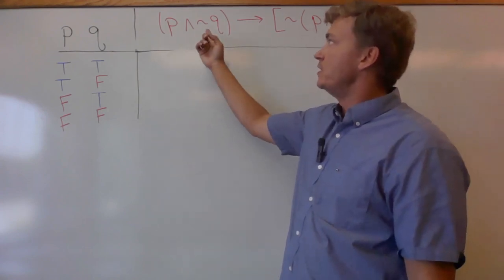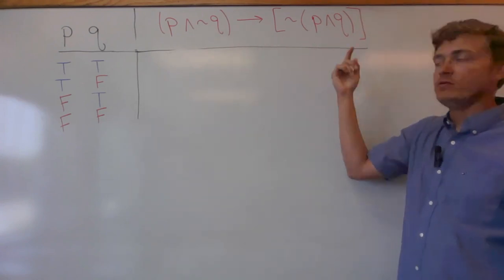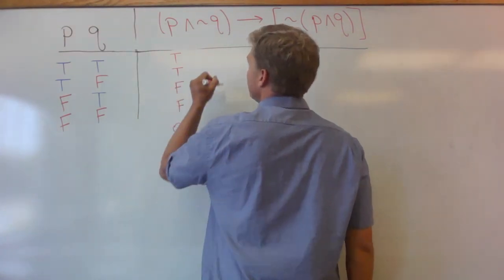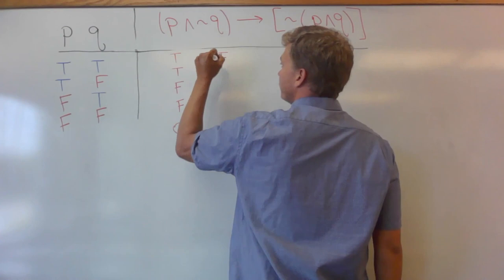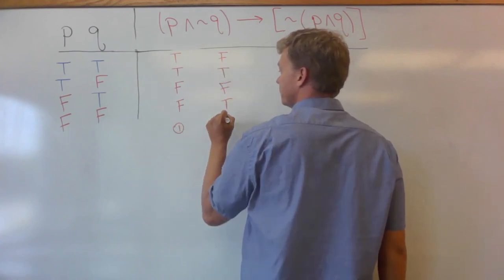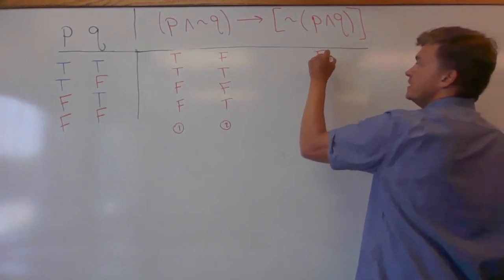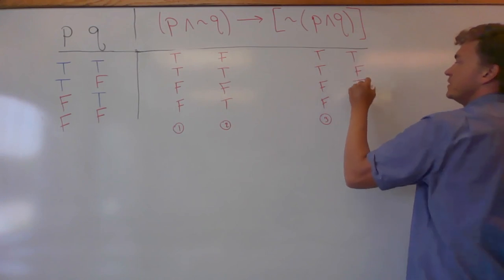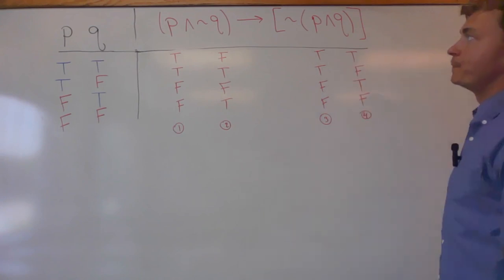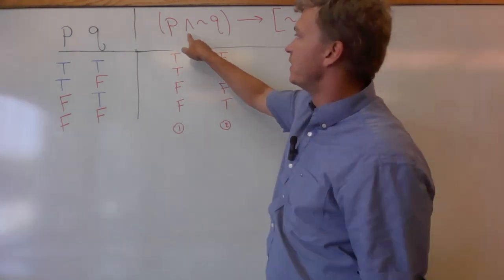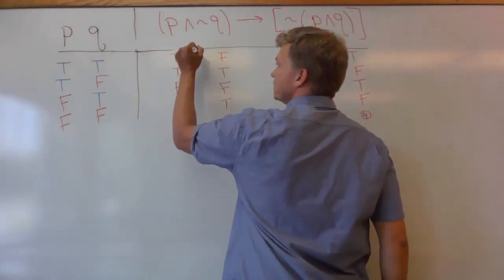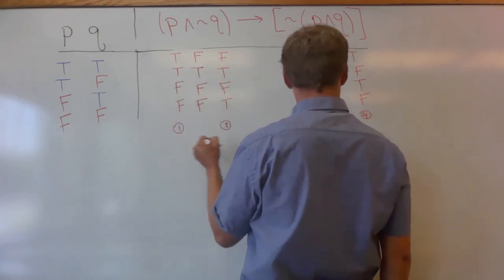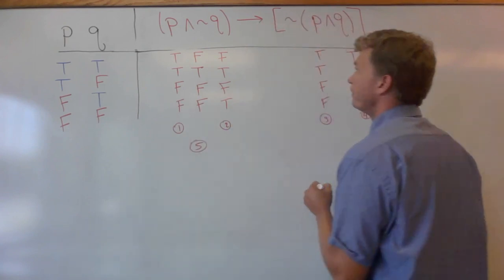Well, starting with P, starting with not Q, P and Q. True, true, false, false for first column. Negating Q, F, T, F, T for the second column. P is T, T, F, F for our third column. Q is T, F, T, F for the fourth column. So now we look left to right. The and connected, true and false is false, true and true is true, false and false is false. False and true is false. That is our fifth column.